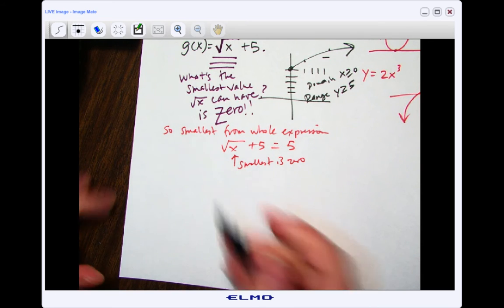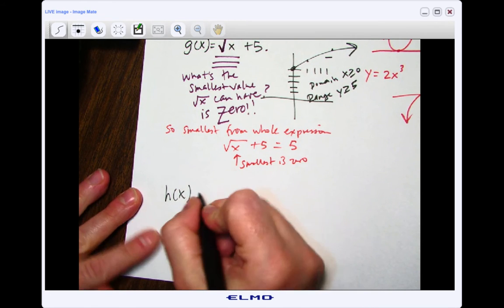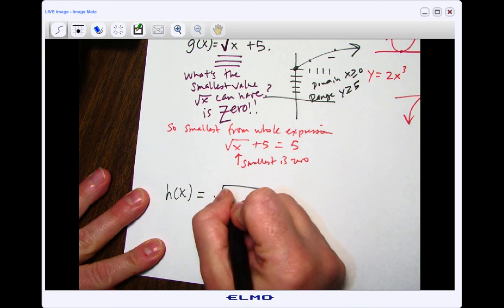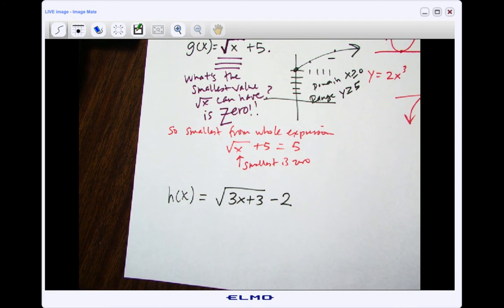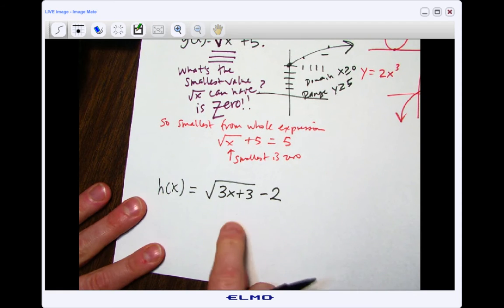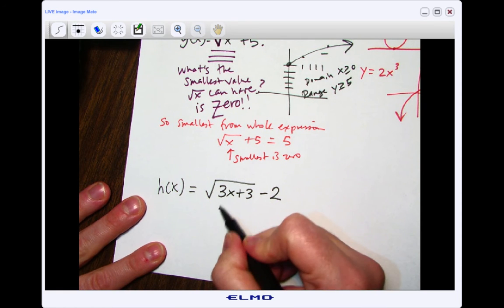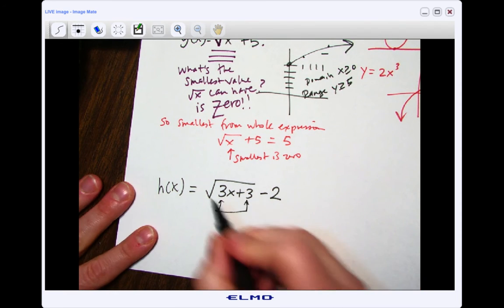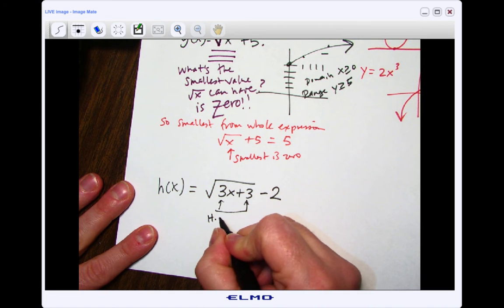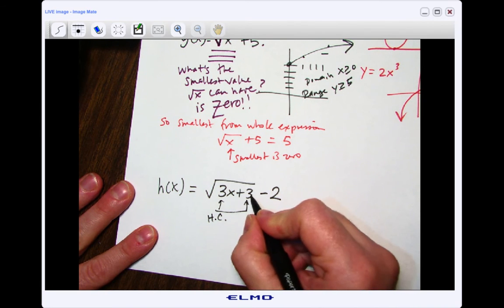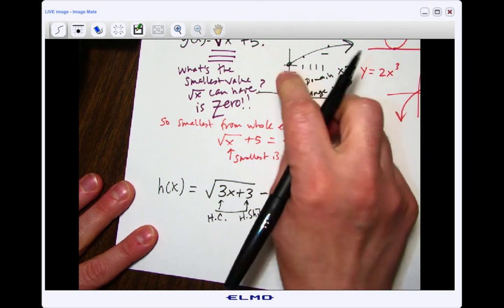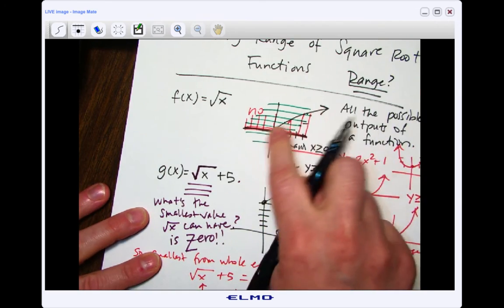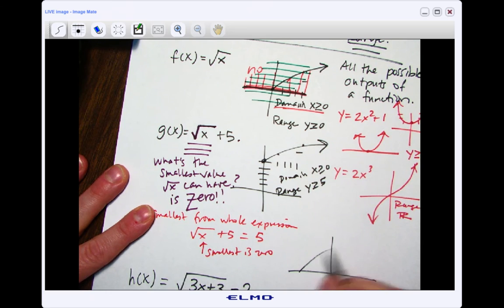Okay, let's take a look at another one. How about this one? So once again, what's happened here? What do these 3's do to the function? These would cause a horizontal compress, and this would cause a horizontal shift. Well, horizontal changes to this picture, right? We'll move it around like this, or move it like this, or move it like this.